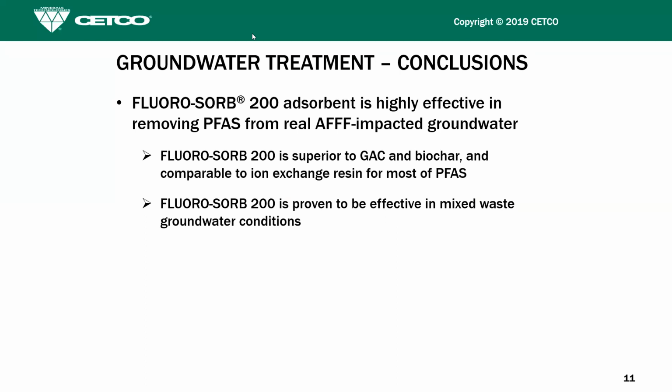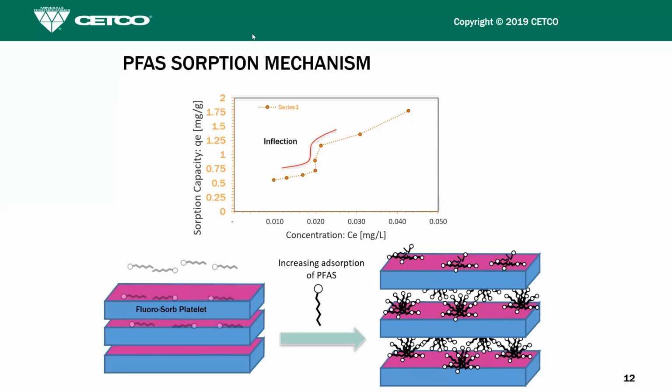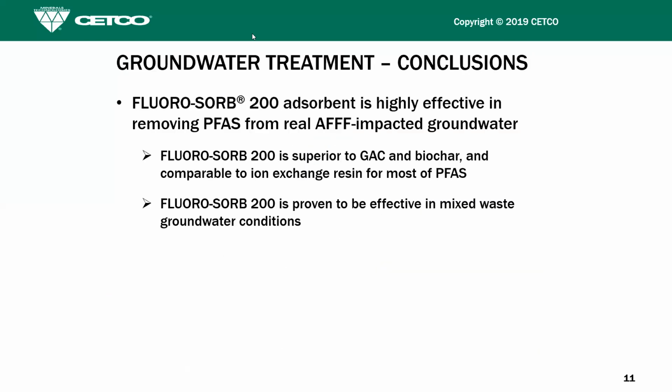So what McGill University concluded in their experiment is that Fluoro-Sorb 200 is superior to GAC and biochar and comparable to ion exchange resins for most PFAS. And very importantly, it's proven to be effective in mixed waste groundwater conditions. So why is that? Why are we having this significantly higher absorption capacity? Well, there's a few reasons for it, but what I'm going to talk about next is the unique absorption mechanism associated with Fluoro-Sorb. Next slide, please.